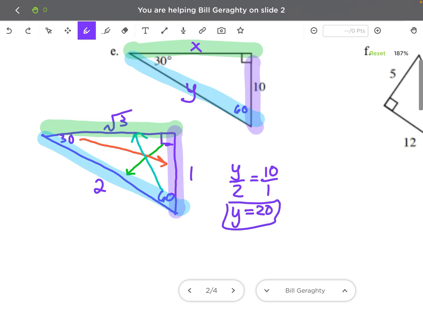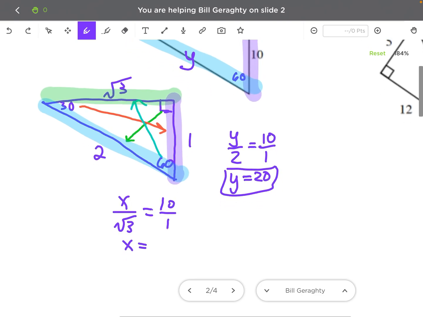And then we're going to do the top green over the bottom green equals the top purple over the bottom purple. We're going to cross multiply. 1 times x is just x. And 10 root 3.